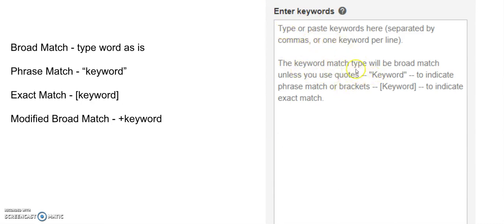If you want a broad match, you just enter the words as is. If you want phrase match, you put quotes around the keyword. If you want exact match, you put brackets. And then I added here, which doesn't show in Bing, the modified broad match, where you put the plus sign and the keyword. So very simple. Just make sure you do that, because if you just throw words in there and don't specify the match type, you're going to be targeting very broad.